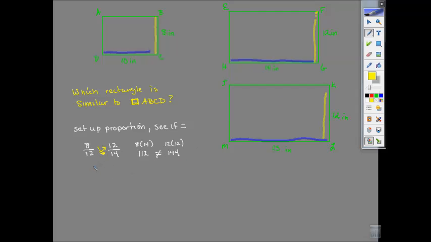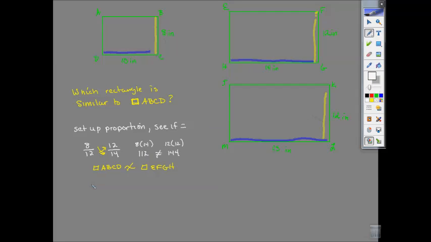Because those are not equal, ABCD is not similar to EFGH. Well, that kind of looks like an X, doesn't it? Not similar to E, F, G, H. Doesn't work. So then we'll try the next two.